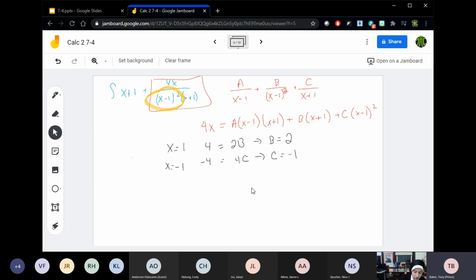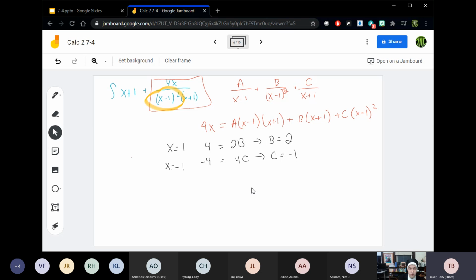Now, the reason why we chose 1 and -1 is because I have those parentheses to cancel things out. I don't have anything else I can plug in to get rid of parentheses now. But I already know what b and c are. So I can plug those values in and basically cancel out those terms. So I'm looking for that x term right there.